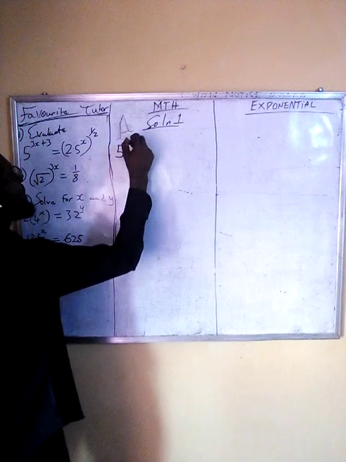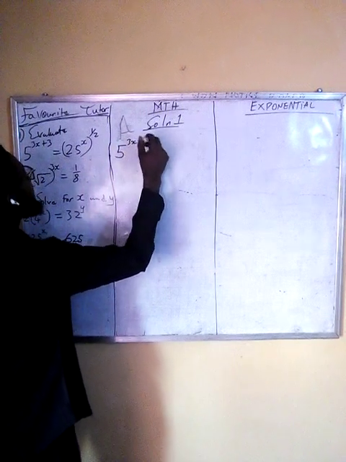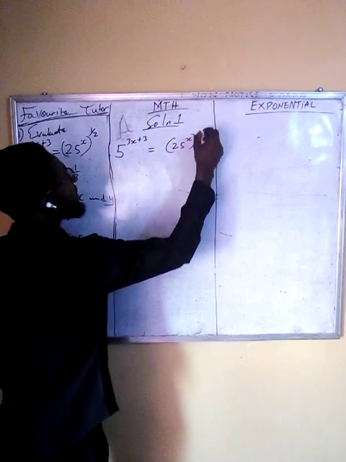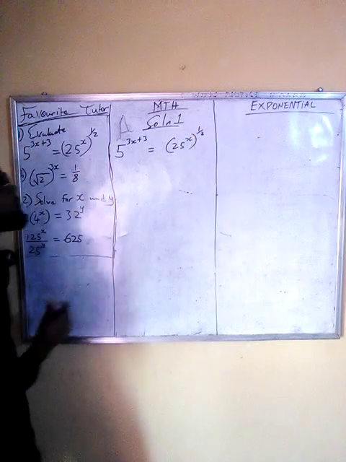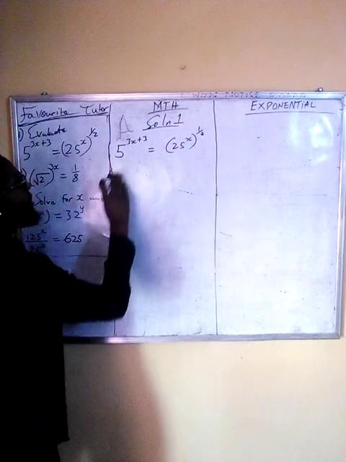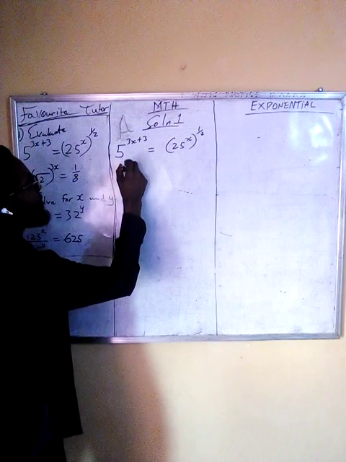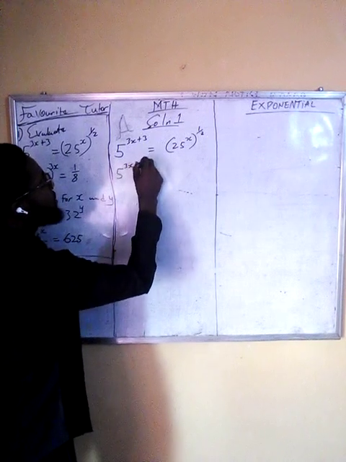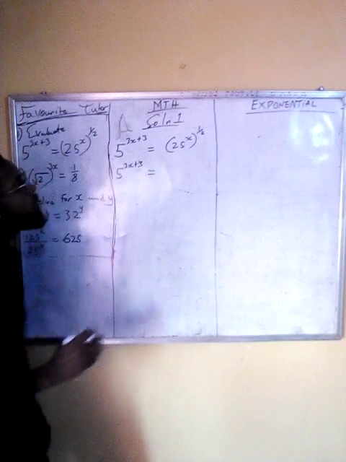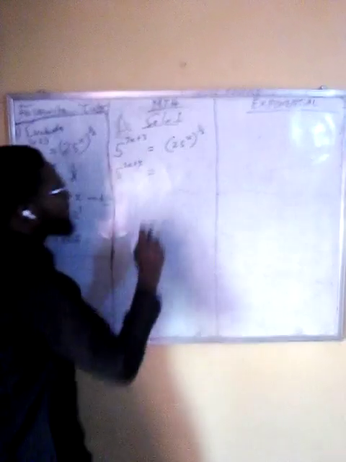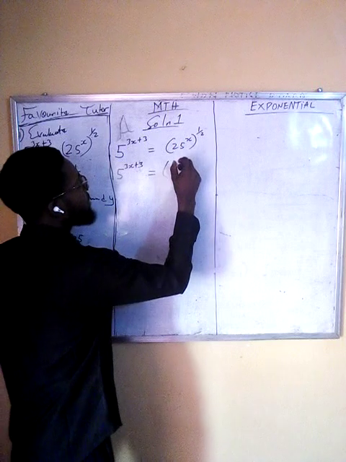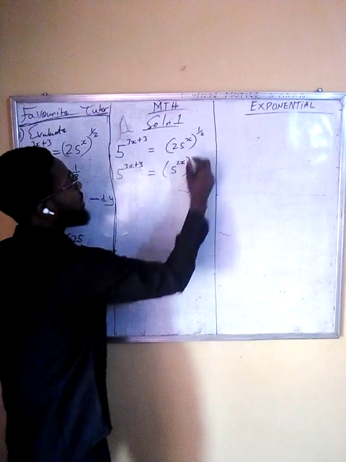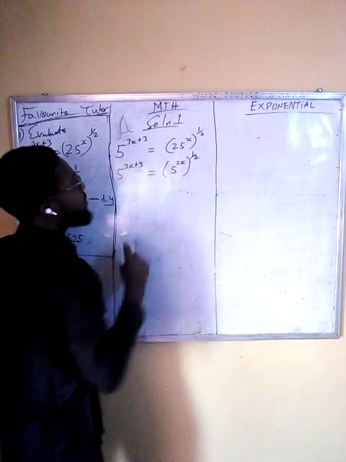So this is what we are evaluating: 5 raised to the power of 3x plus 3 is equal to 25 raised to the power of x, in brackets, raised to the power of 1 over 2. So this is 5 raised to the power of 3x plus 3 equals to, we are going to change 25 to index form. The index form of 25 is 5 raised to the power of 2 times x, so therefore 2x, raised to the power of 1 over 2.